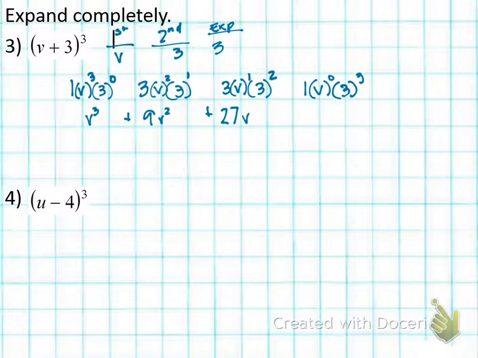Last one, 3 cubed is, 27. Positive or negative? Positive. Good, and the v to the 0 is 1 times 1, still 27, right? That's it, that's your answer. Is that easier or harder? Easier. Yeah, it is easier, right?